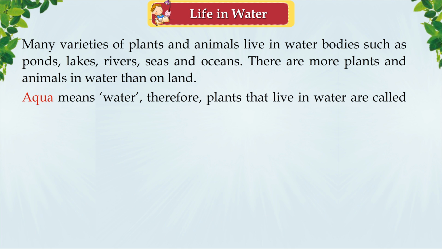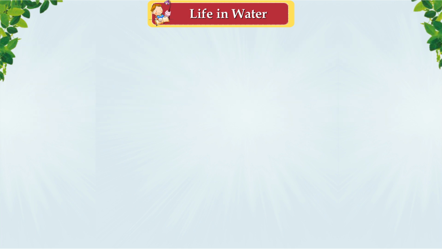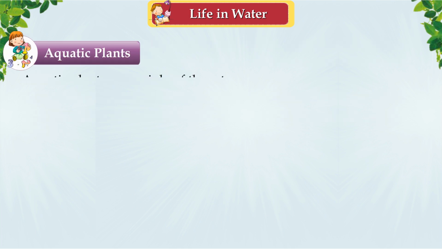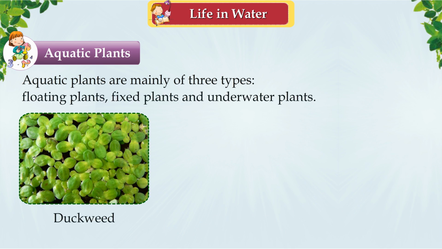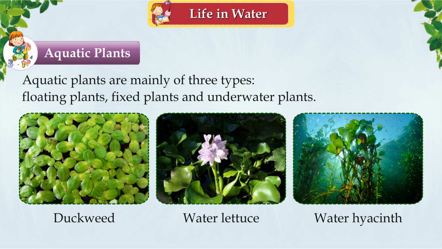Aqua means water. Therefore, plants that live in water are called aquatic plants, and animals that live in water are called aquatic animals. Aquatic plants. Aquatic plants are mainly of three types: floating plants, fixed plants, and underwater plants.